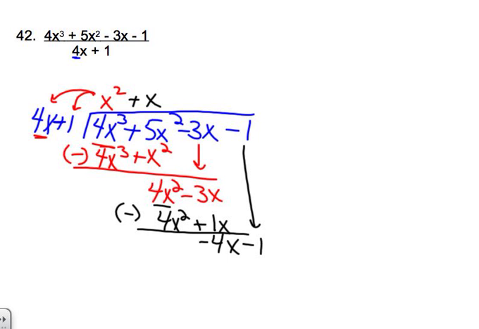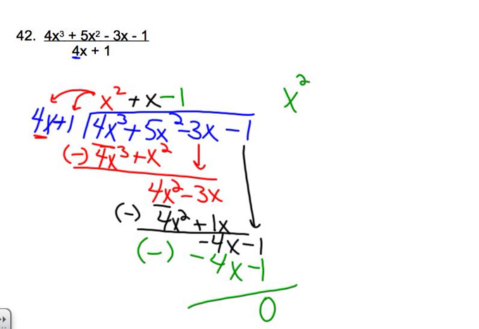4x times what is negative 4x? Well, 4x times negative 1 is negative 4x. Negative 1 times 1 is negative 1. And when you subtract, negative 4 minus negative 4 is 0. Negative 1 minus a negative 1 is 0. This one has no remainder. So your answer is just x squared plus x minus 1.